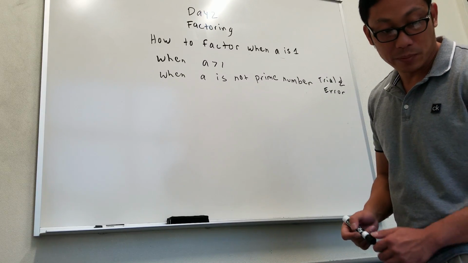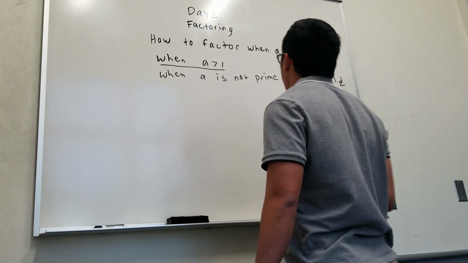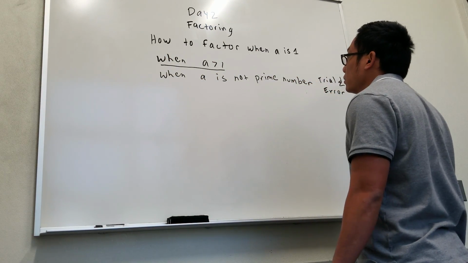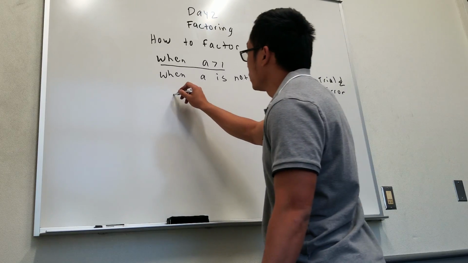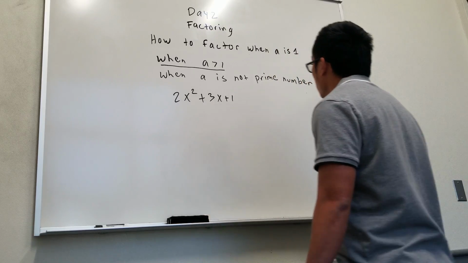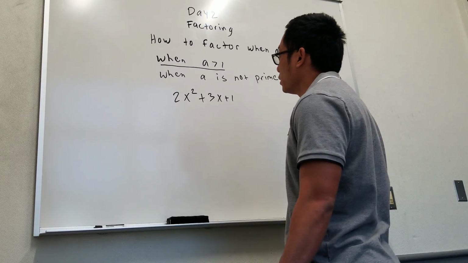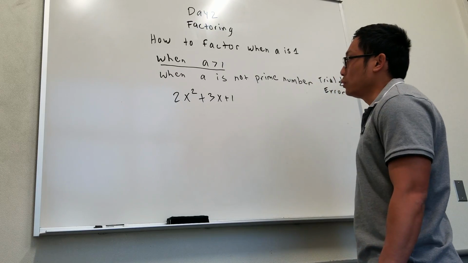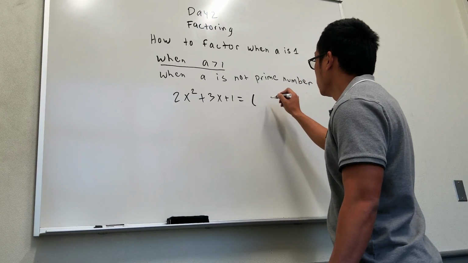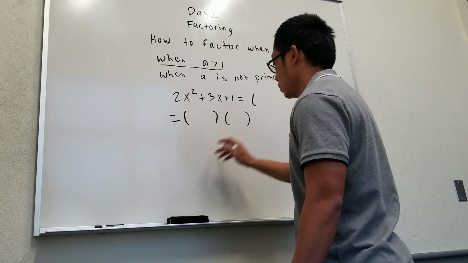So let's do some examples. Factoring when a is greater than 1. Okay? A is greater than 1. So let's do an example. We have 2x squared plus 3x plus 1. So what we're going to do is trial and error. This time we have a coefficient in front. Oh no, what to do? So let's think about it. Let's do parentheses, parentheses.